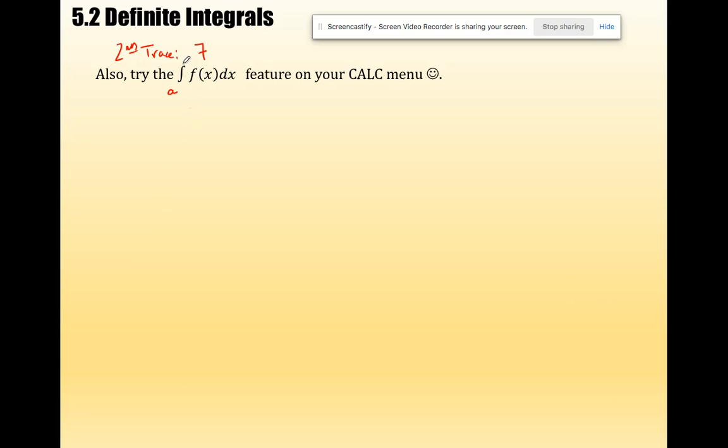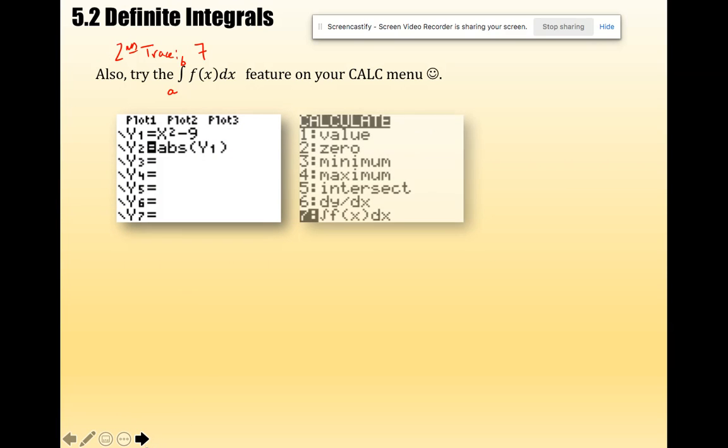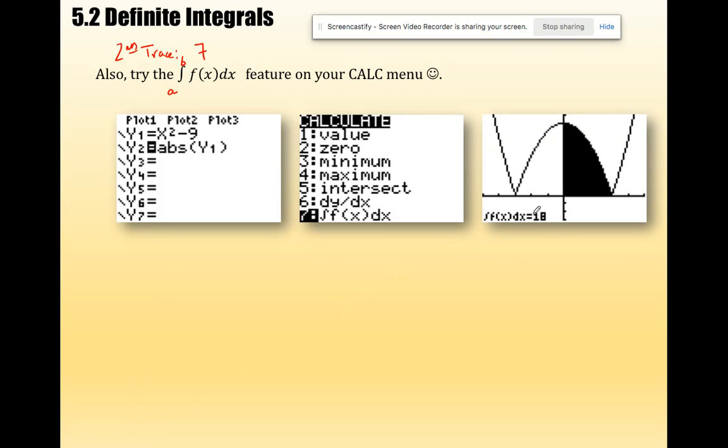Hit enter again. What does it ask you for? Hit enter again. Now I was just showing you, I graphed the absolute value of y1. Doesn't really matter. I just wanted to show you, isn't that pretty cool? It shades it in for you and gives you your result.